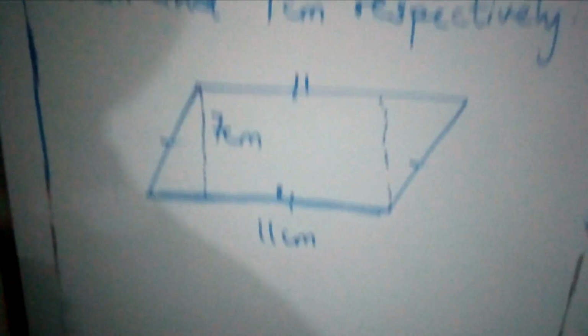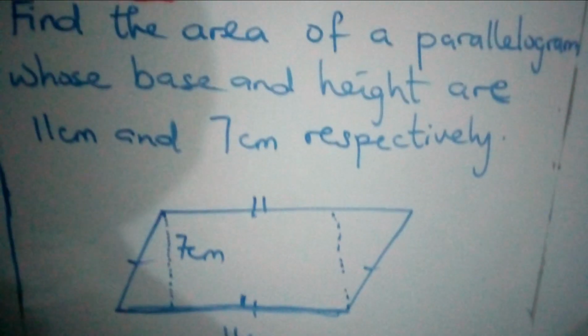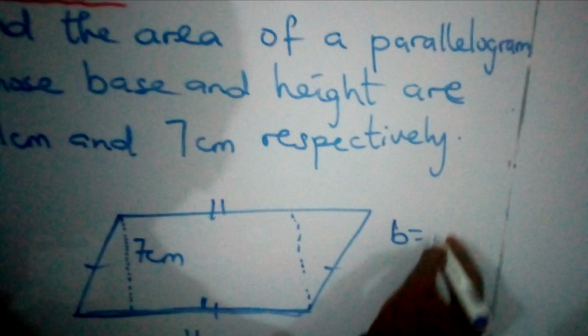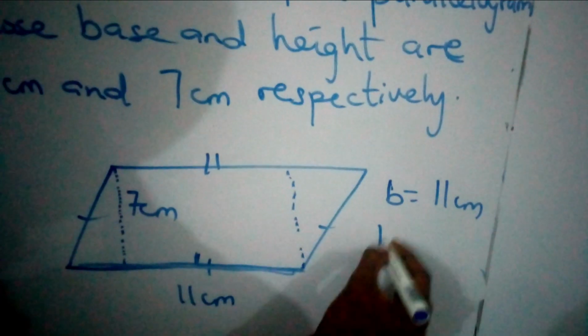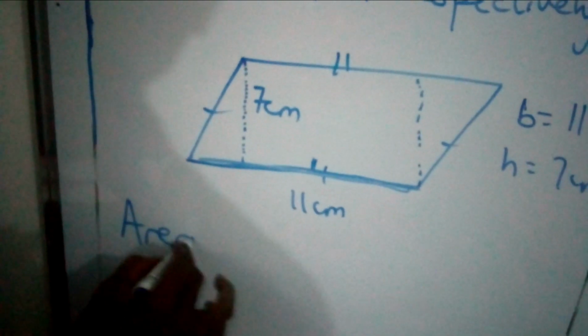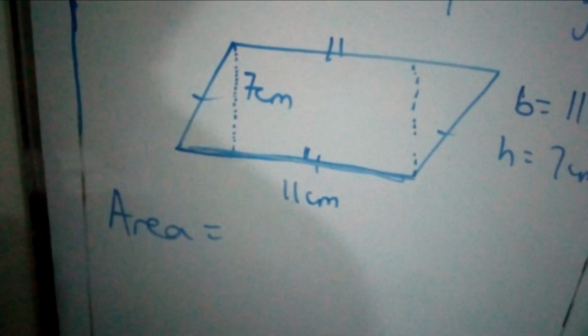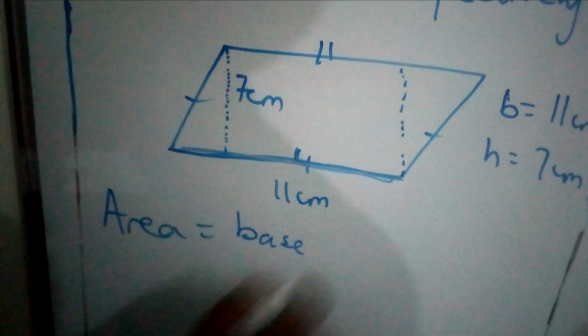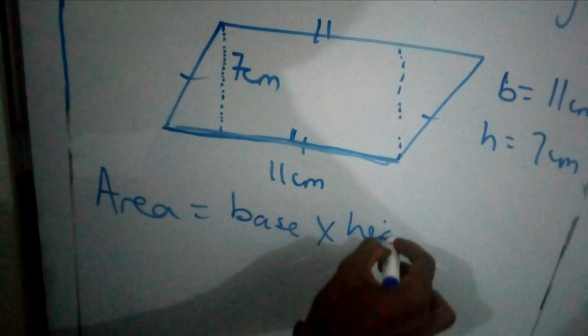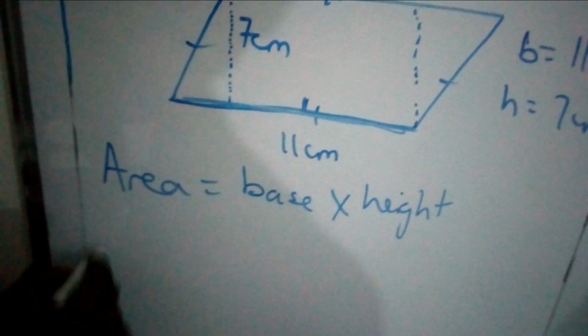And what we are to find is the area. So let's list out. Base equals what? 11 centimeters. Height is what? 7 centimeters. So what's the formula for area of a parallelogram from our chart? Area of a parallelogram is simply base times height. The base times the height. So what do you simply do?